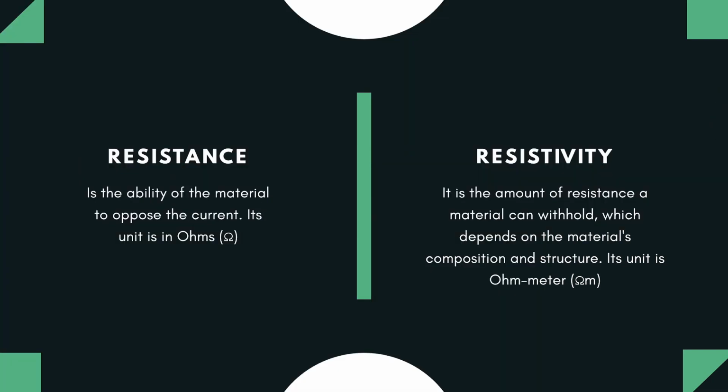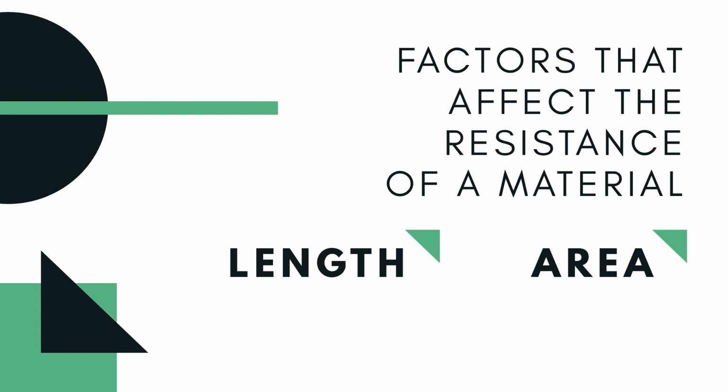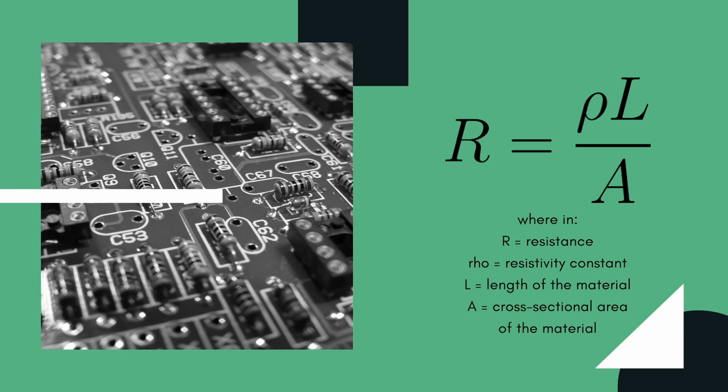Then the material that is being used has an intrinsic property called resistivity. So this is a constant. It's an amount of resistance a material can withhold, which depends on the material's composition and structure. Hence the geometric approach. So these are the factors that affect the resistance of a material: its length and its area. Knowing those, you can understand now the formula, which is this. Resistance is defined as the resistivity constant multiplied by the length divided by the cross-sectional area of the material.